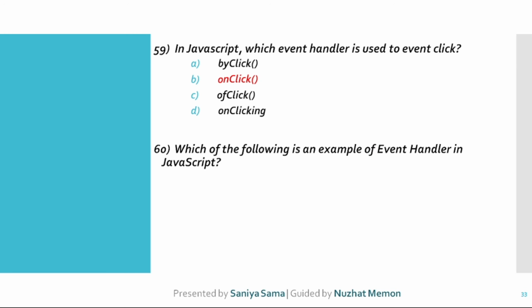60. Which of the following is an example of event handler in JavaScript? Option A on submit, option B submit on, option C on submit click, option D submit click on. The answer is on submit.